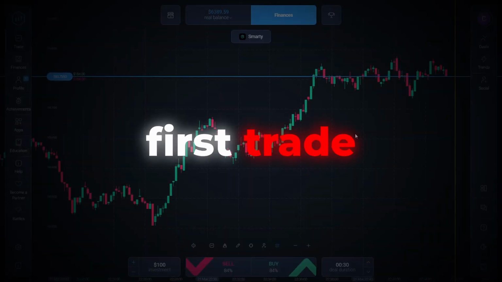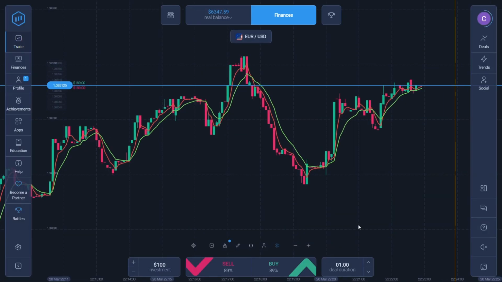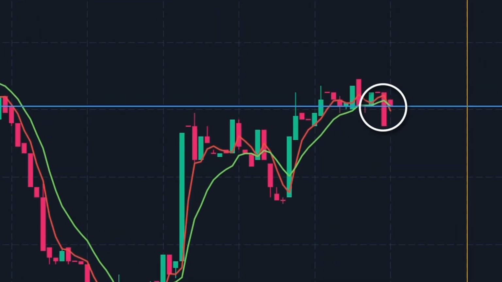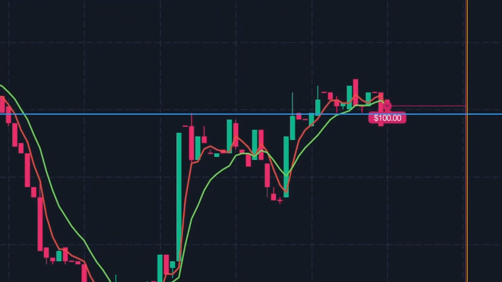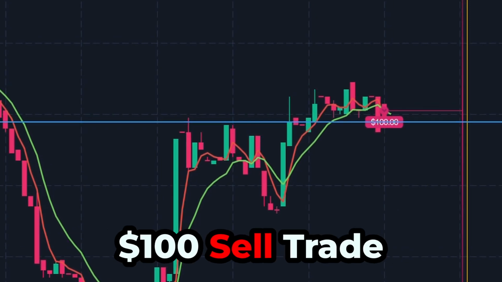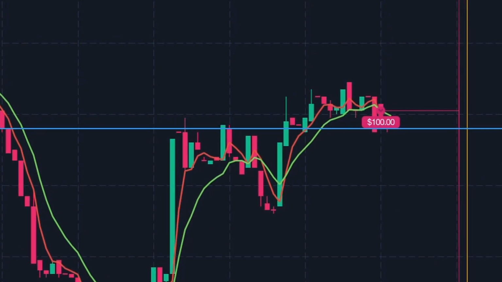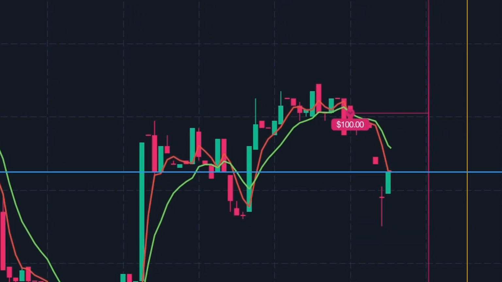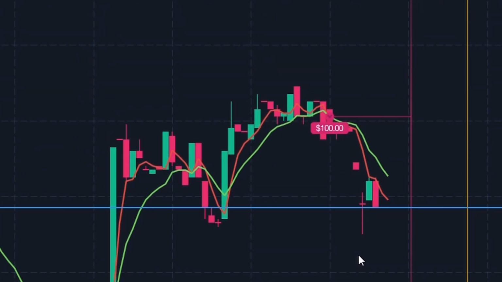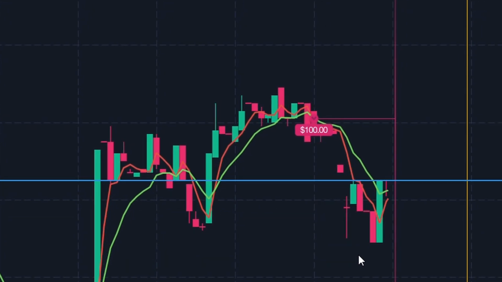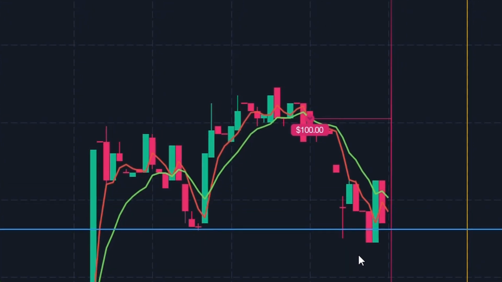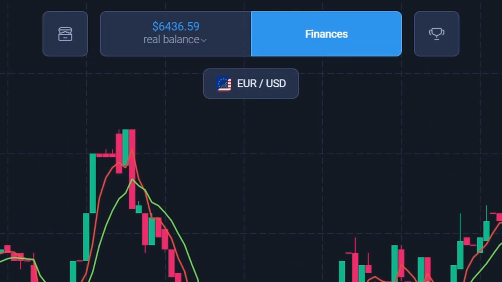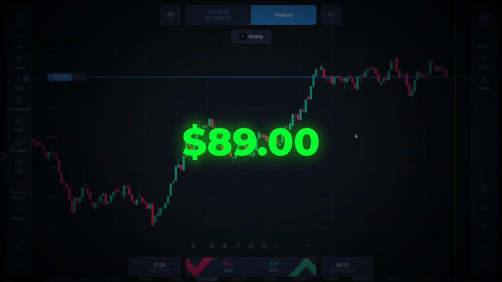Now let's place the first trade. According to the indicators and the strategy, this point of the market will be a good entry point for a sell trade. So, I will put a $100 sell trade with a 1-minute trade duration. As you guys saw, I easily won that trade and got back $89 as profit.